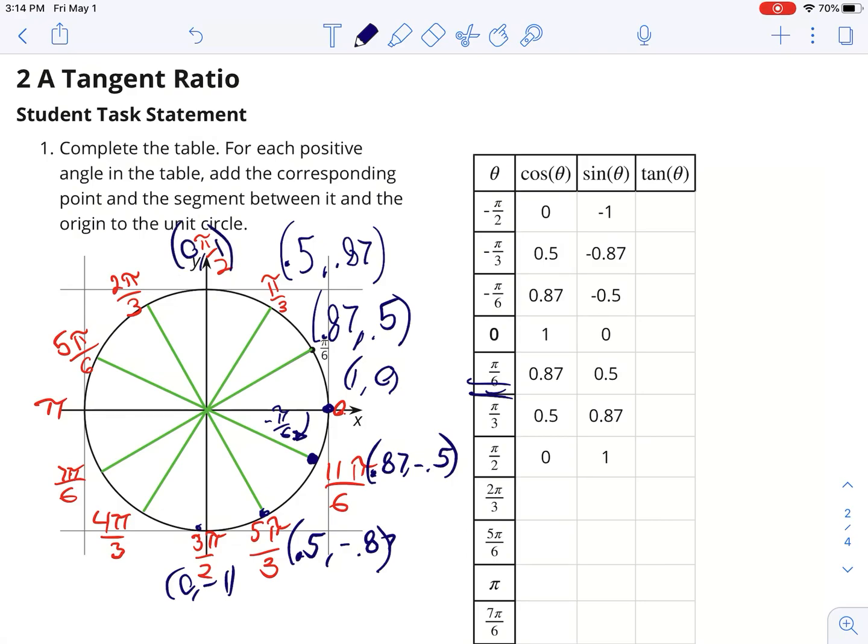So what you guys are going to do is go through and please find the remainder of these values for me. If you guys want me to walk you through at least one of these, I'll walk you through a couple, and then we're going to start talking about tangent, okay?